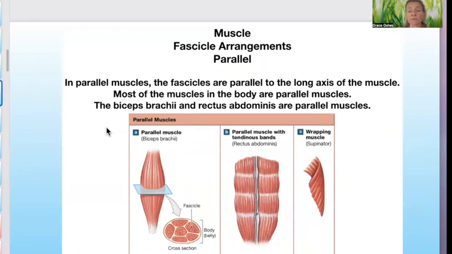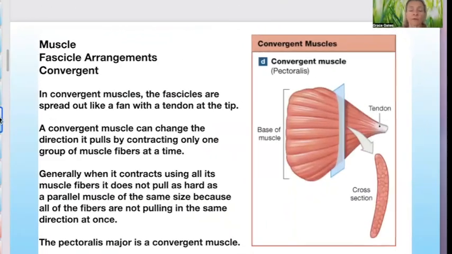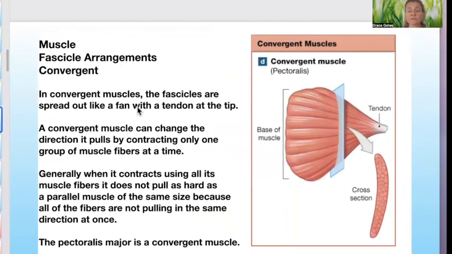So parallel muscles have fascicles that are arranged parallel to the long axis of the muscle. Most of the muscles in the body are parallel muscles. The biceps brachii and the rectus abdominis can be used as examples of parallel muscles, but there are many. In convergent muscles, the fascicles are spread out like a fan with the tendon at the tip.